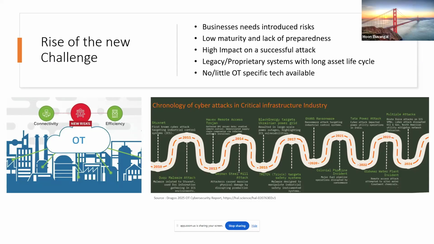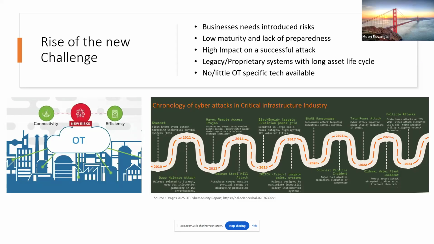From there we have seen a lot of attacks, and I have tried to include a chronology of cyber attacks which have impacted the critical infrastructure industry, basically industries like oil and gas, manufacturing, mines, and energy. So you can see from 2010 up to 2024, and it's still there, right?